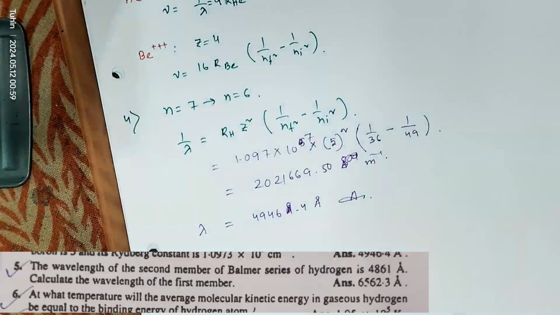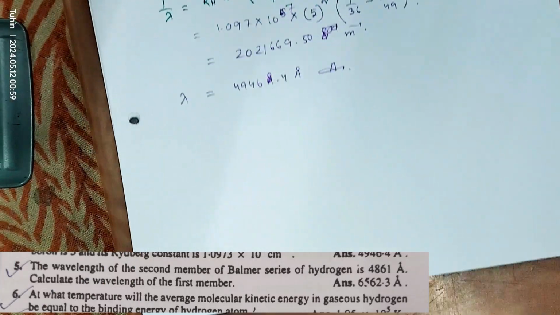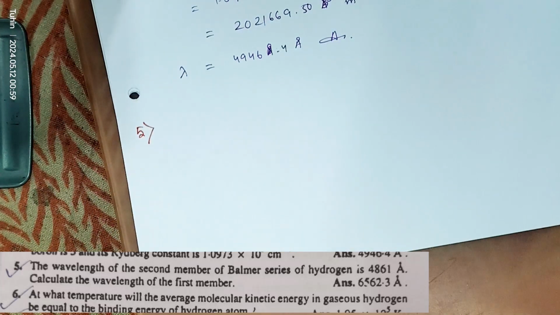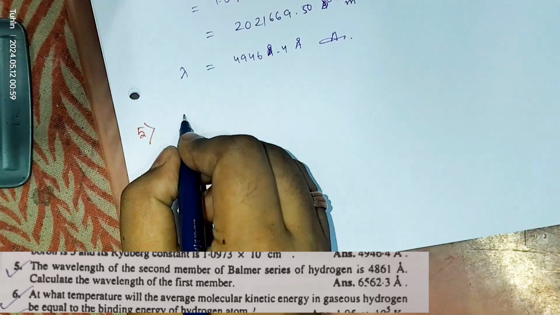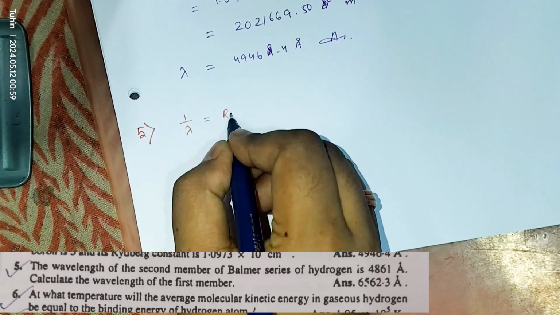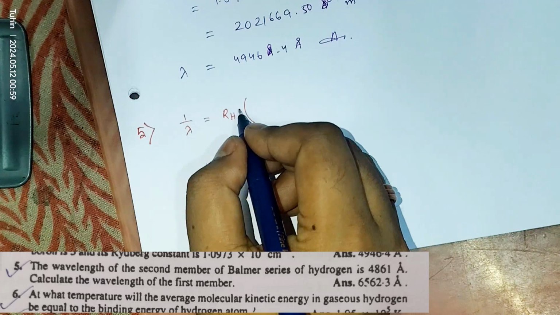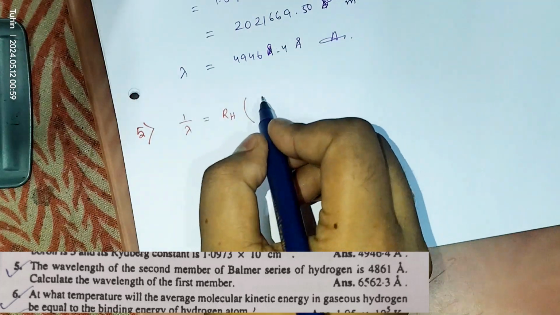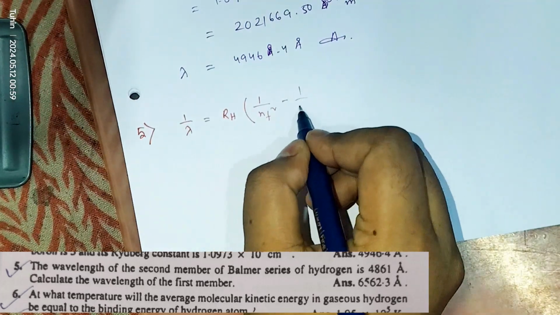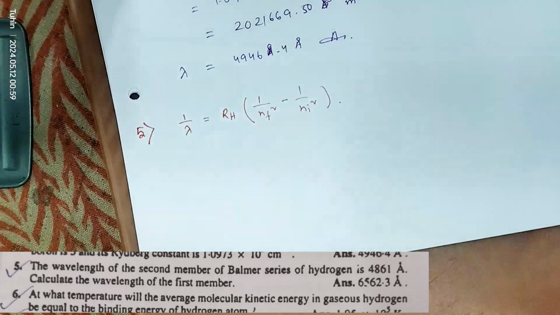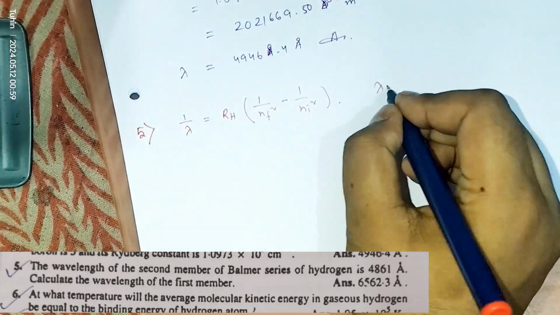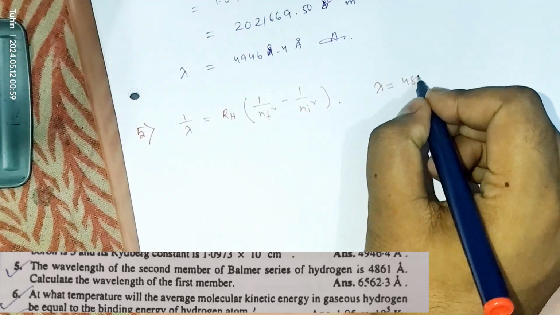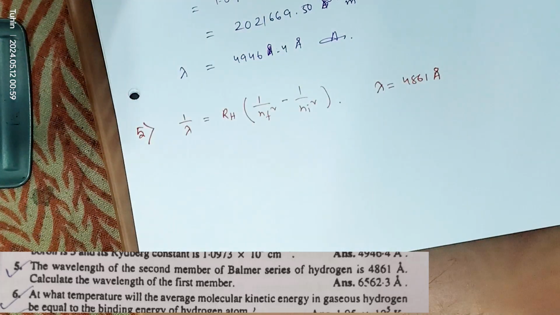This is not a great job. So let's see, question number 5. What is given? The wavelength is given. We know 1 by lambda equals RH into 1 by nf square minus 1 by ni square. Here I am not writing Z square because this is a hydrogen-like atom, and for hydrogen Z equals 1. I think it is clear. Now, lambda equals 4861 angstrom is given, and this is the Balmer series.